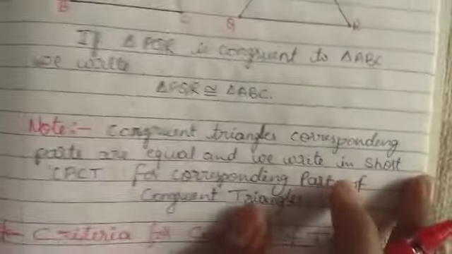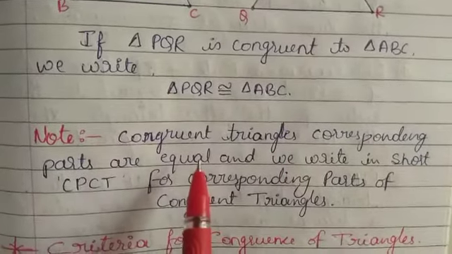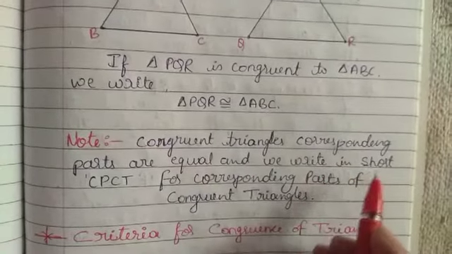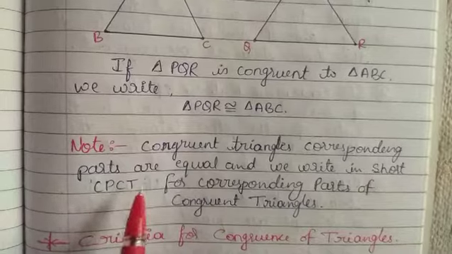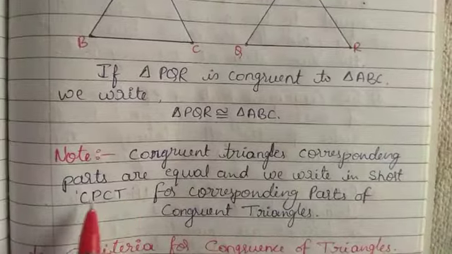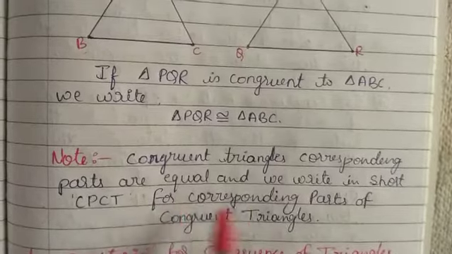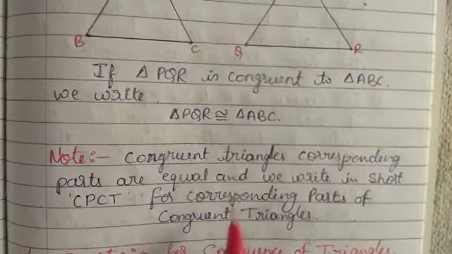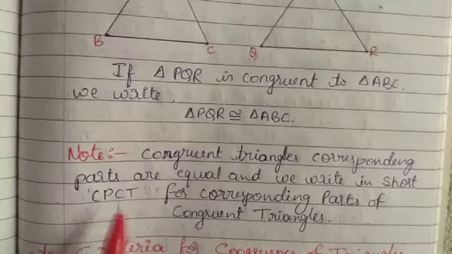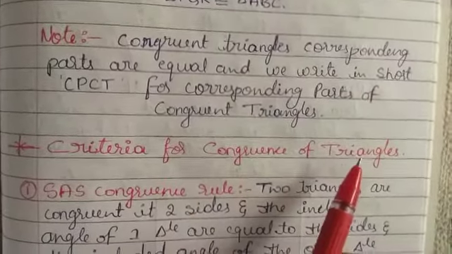Okay, one note is there. In congruent triangles, corresponding parts are equal. Yes or no? Corresponding parts are equal. And we write it in short as CPCT, meaning corresponding parts of congruent triangles. We are using it like this in exercises. We are using CPCT for short. Remember this. Next, we will discuss criteria for congruence of triangles.